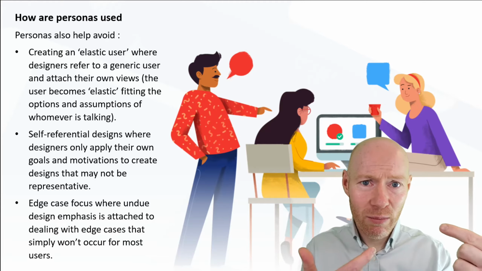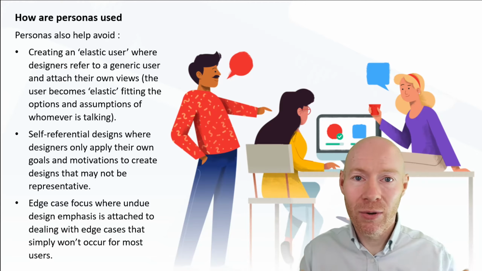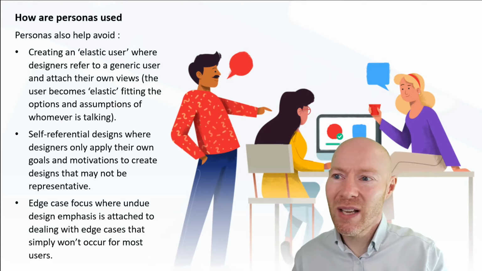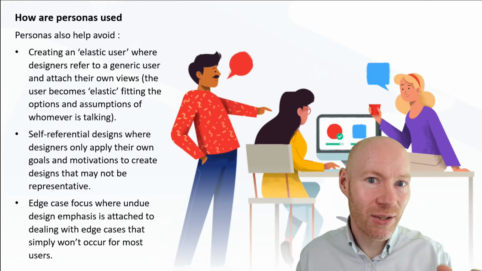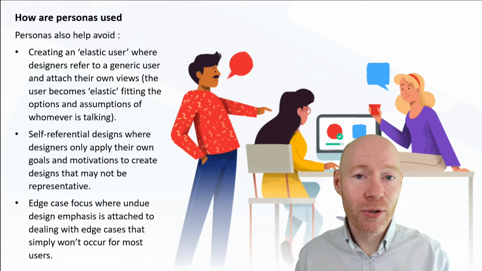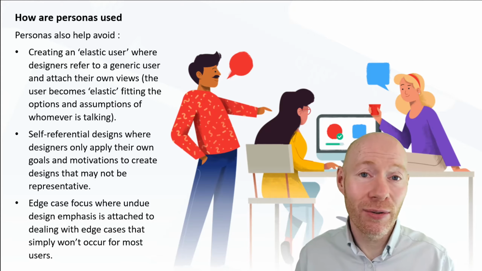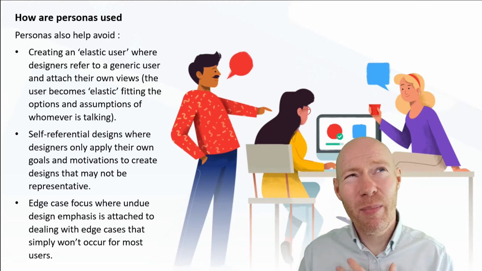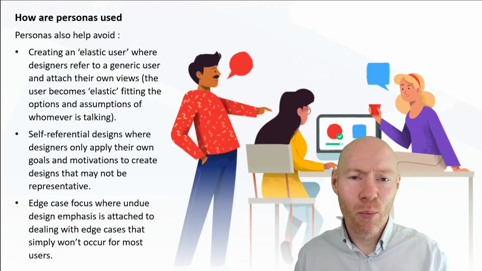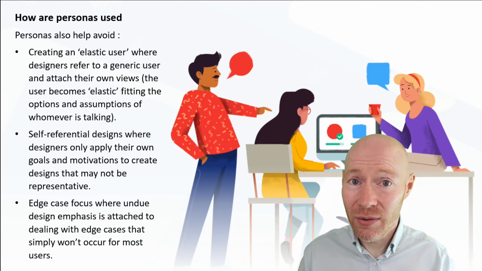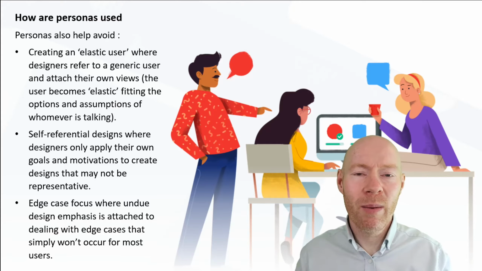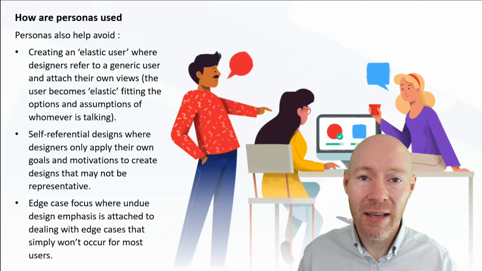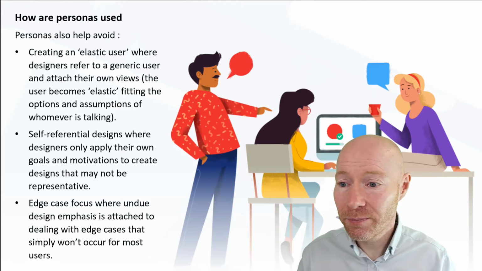So we're using the same term user, but what we mean by user differs and changes, so it becomes elastic. It fits the views and assumptions of whomever is talking, and that's risky. It also avoids the issue of self-referential designs, where we just think about, well, what would I do in that situation? And then we become the representative user. We may not be a representative user. And it's important then to avoid us unduly thinking about, well, what would be important for me if I were using the software in this particular manner.